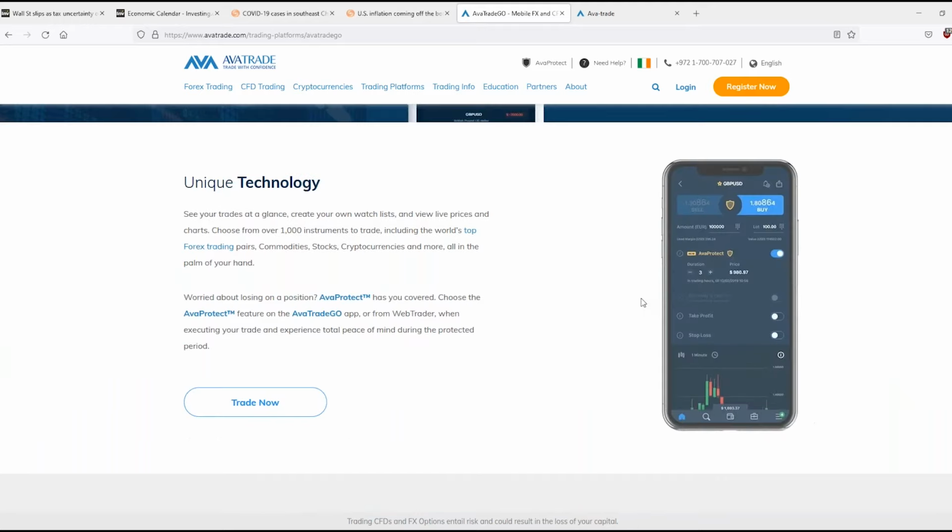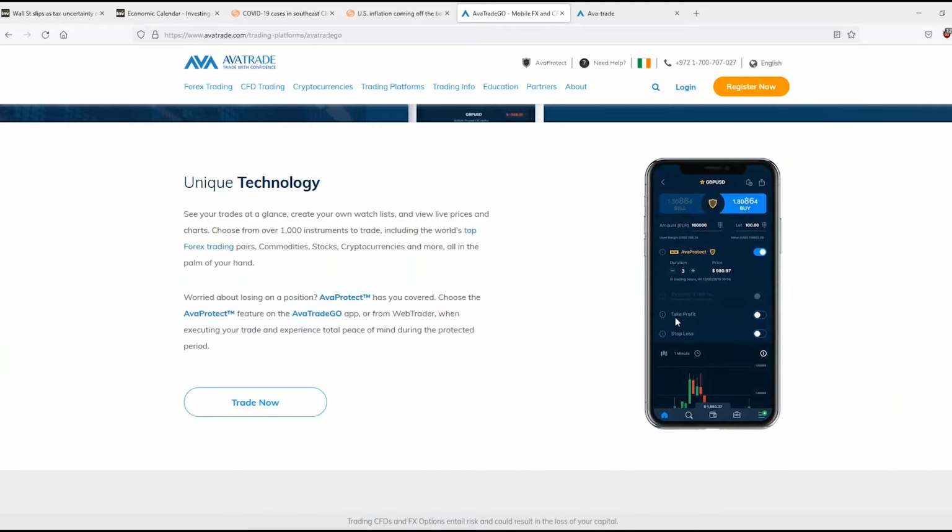AvaTrade Go has lots of nice features to help you manage risk. If you program the take profit or the stop loss, it calculates your potential profit and your potential loss for you before you ever place your trade. AvaProtect is an option that caps your loss for the protected time period at the cost of the premium, and your potential profit can be much larger than the cost of the premium, which is the idea there, to have a low cost on protection and a much higher potential profit for defined time periods.